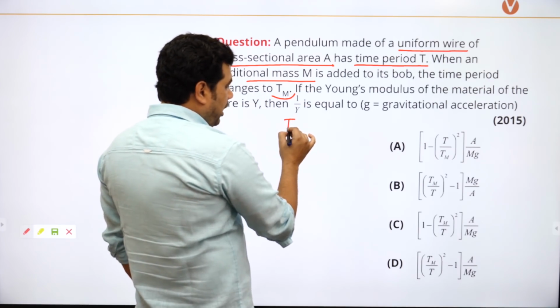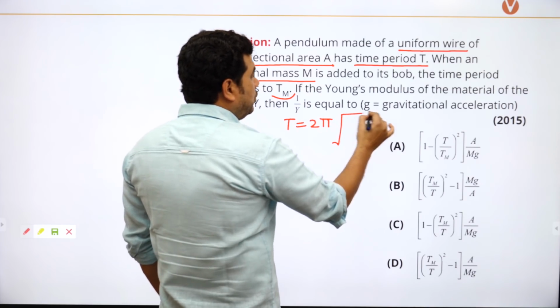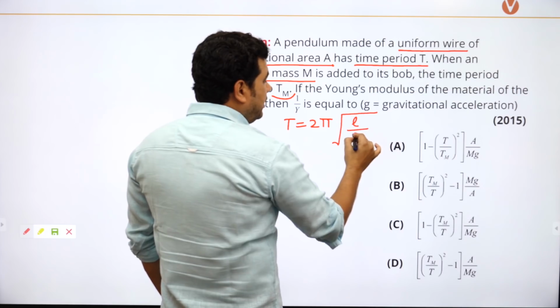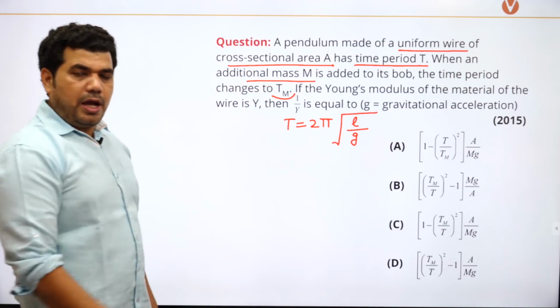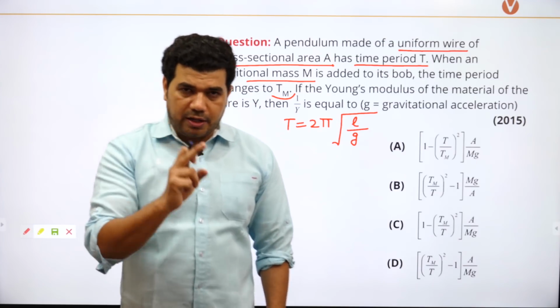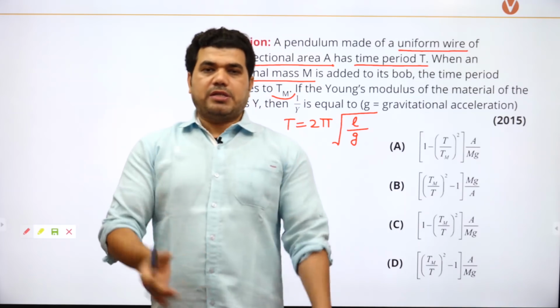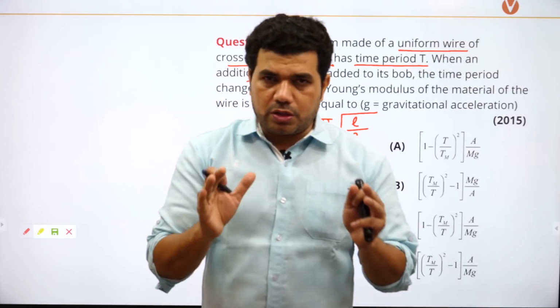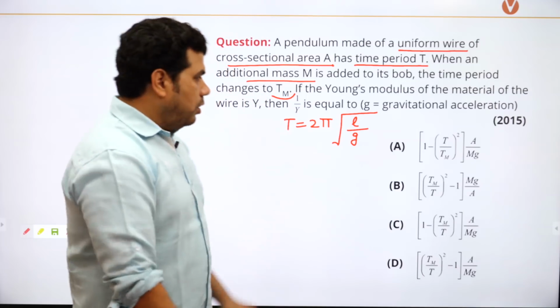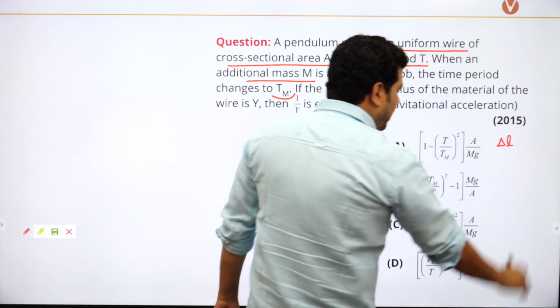We have the formula T is equal to 2 pi under root L divided by G. By addition of some mass, what will happen? There is a change in length. The length will increase. If the length increases, it means the time period also increases. So now let the change in length be delta L here.